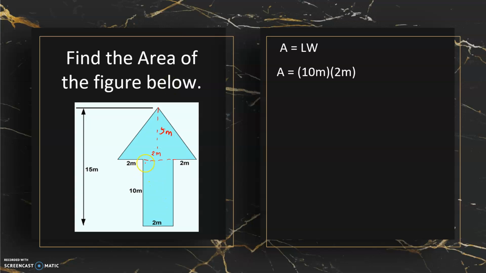Now let's find the area of the rectangle. The height, or the length of the rectangle, is 10 meters and its width is 2 meters. So we'll have 10 meters times 2 meters. That is equal to 20 square meters.